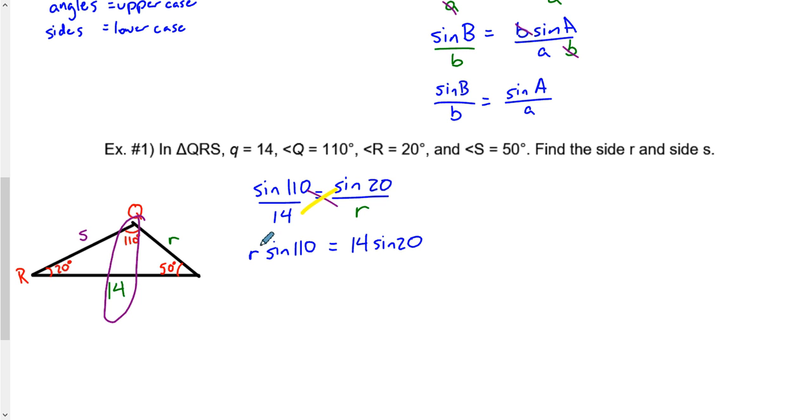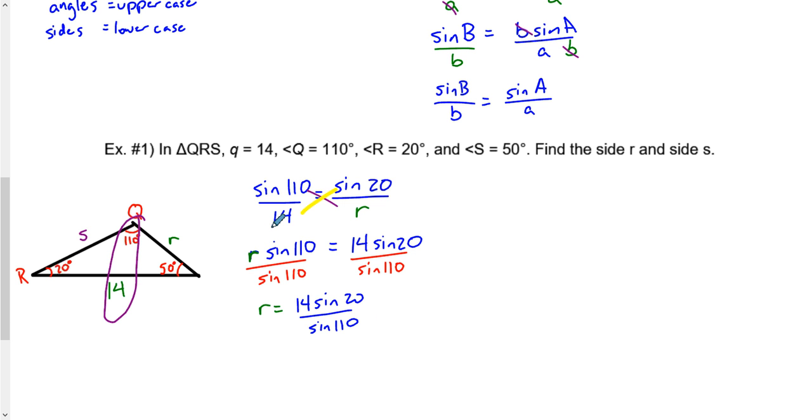But it just allows me to say that this is a side length. It's a number. It's not a variable. Well, it is right now. We're going to solve for R, which means that then we're going to divide by the sine of 110. So R would be 14 multiplied by the sine of 20 divided by the sine of 110.